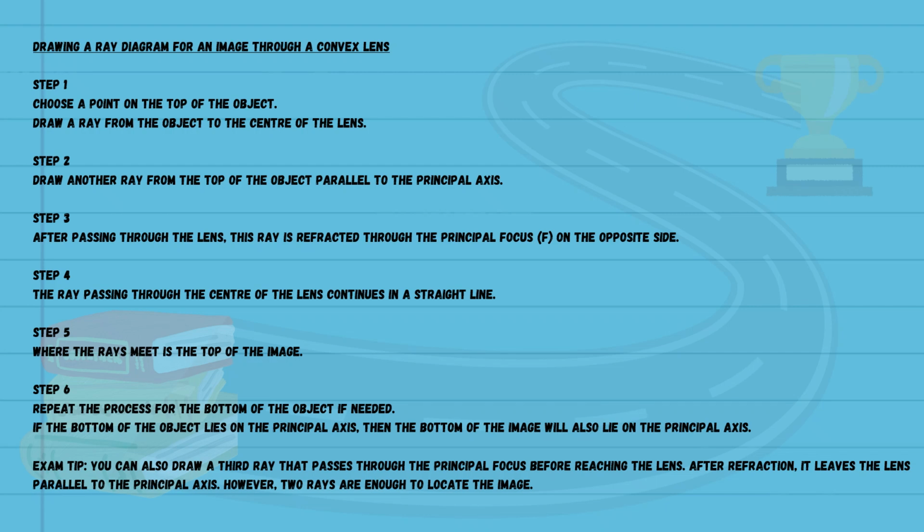If the bottom of the object lies on the principal axis, then the bottom of the image will also lie on the principal axis. Another exam tip is that you can also draw a third ray that passes through the principal focus before reaching the lens. After refraction, it leaves the lens parallel to the principal axis. However, 2 rays are enough to locate the image.